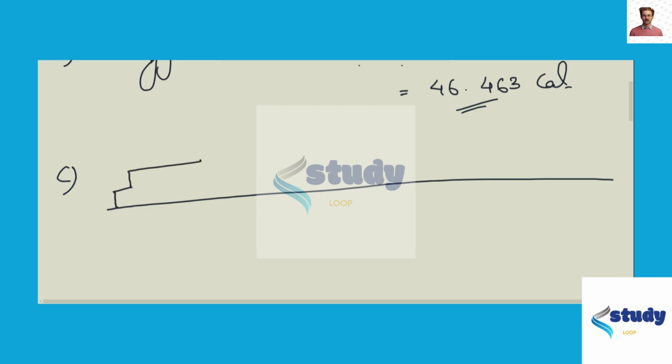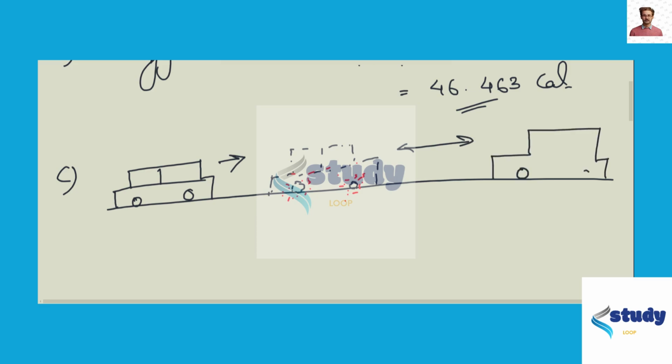Now for part C, let's say this is our flat road, and our car is moving in this direction. So let's say at this point our car applies the brake, and the brakes start to heat up due to rubbing. So what will happen? Let's say it takes some distance and then our car stops at this point.